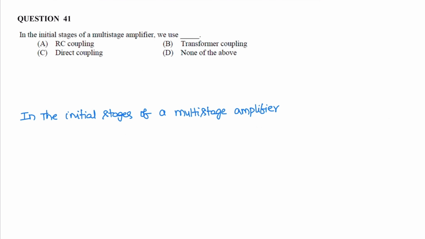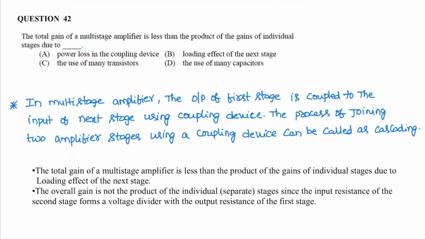Next question. The initial stages of an RC coupled amplifier. In the initial stages of a multi-stage amplifier we use RC coupling, resistor capacitor coupling. The correct option is A. A multi-stage amplifier means the output of the first stage is coupled to the input of the next stage by using a coupling device. The process of joining two or more amplifiers using a coupling device is called cascading.